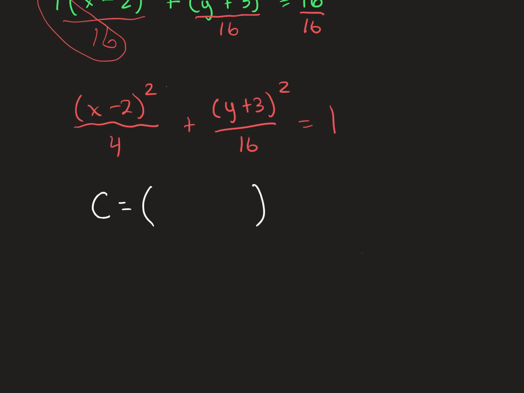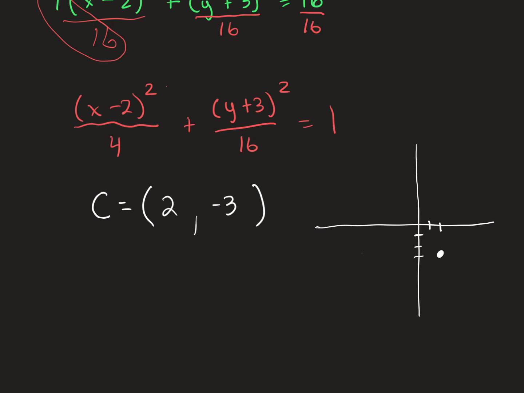but you just look up here and you say, what's going to make this top 0? Well, 2 will. And what's going to make this top 0? Well, -3 will. And so there's our center of the ellipse. And so I draw on my coordinate plane the point 2, which is 1, 2, and down 1, 2, 3. So there's the center of the ellipse.